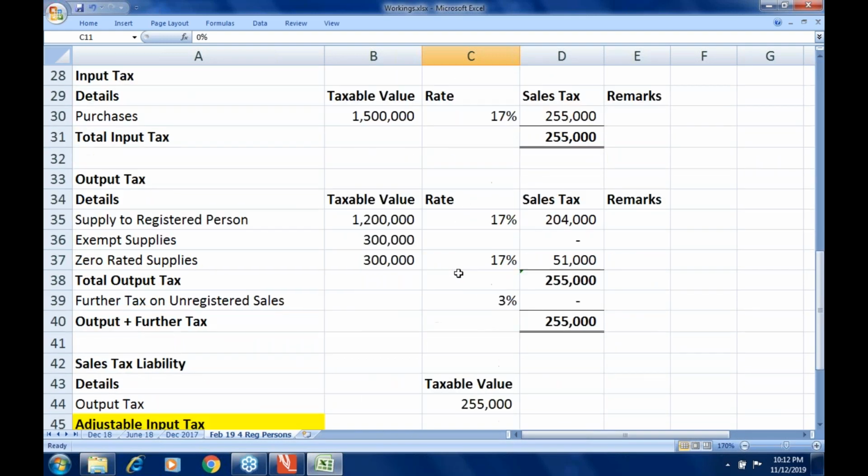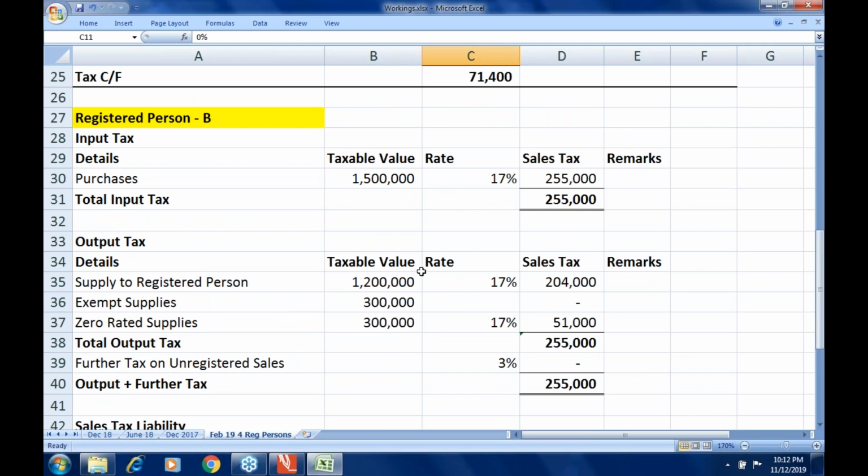Now let's move a bit forward. Let's talk about the registered person B. If I talk about the registered person B, how are things going to operate? With respect to the registered person B, let's try to understand that. Okay, let's talk about this registered person B.